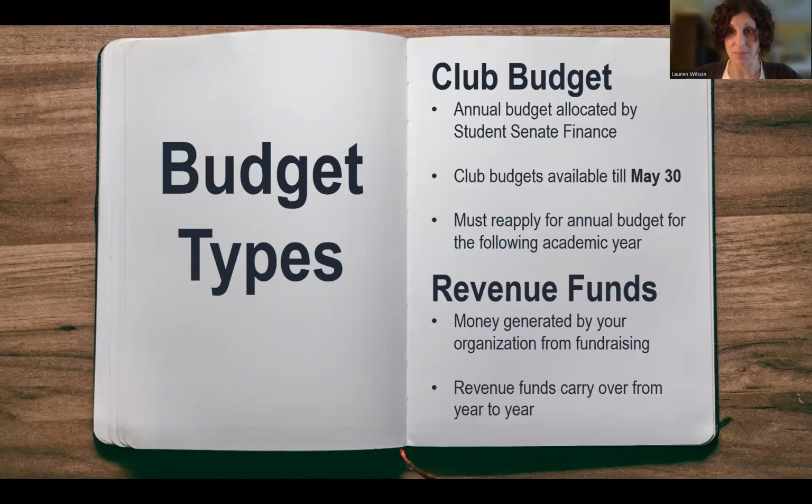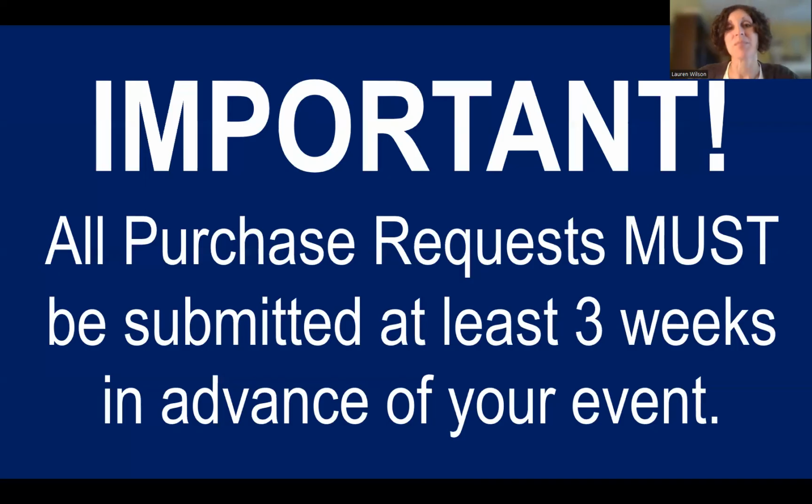So there's two different budget types. There's a club budget, which is your annual budget that's allocated to your club by Student Senate. Those funds are available during the academic year and close out at the end of May. The revenue funds are your fundraising money, the money that is generated from different fundraisers, and that can carry over from year to year. When you're spending from either one, the purchase request process is necessary.